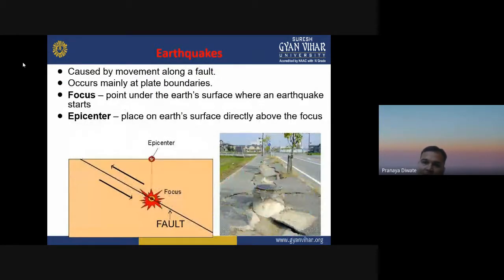Then you have an earthquake. What is meant by earthquake and how does it happen? An earthquake is caused by the movement along the fault.